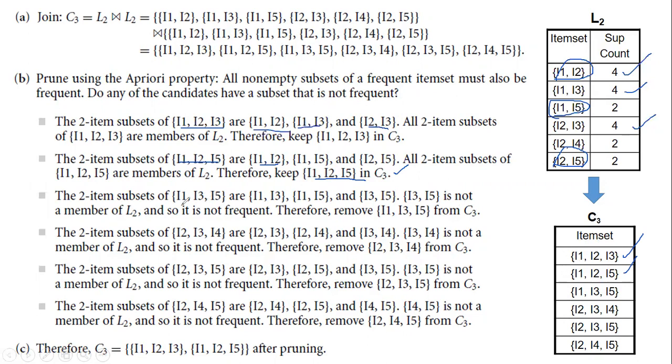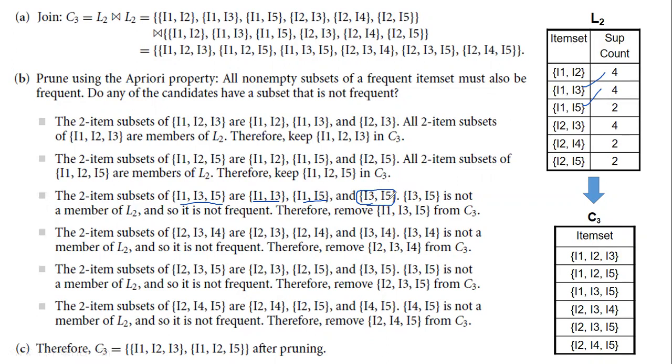Next, it will take I1, I3, I5. Let us take I1, I3, I5. I1, I3 is there. I1, I5 is also there. I3, I5, when I check the frequent item sets, I3, I5 is not there. That means I3, I5 is an infrequent item set.